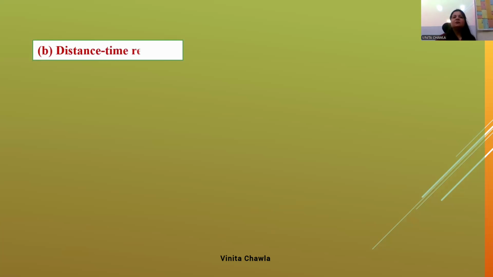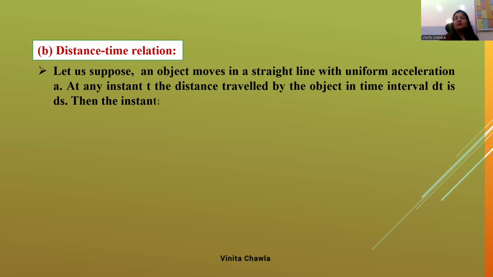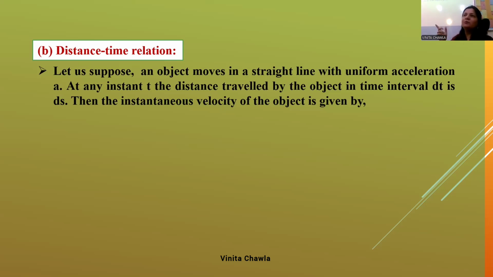Next is the second equation of motion. Second equation of motion tells us about the distance time relation. It is s is equal to ut plus half at square, right? So let's consider a situation if the object is moving in a straight line with uniform acceleration a at any instant t. The distance traveled by the object in time interval dt is ds. See, in small time interval, small distance will be covered by the object. In small time interval dt, small distance ds will be covered by the object.